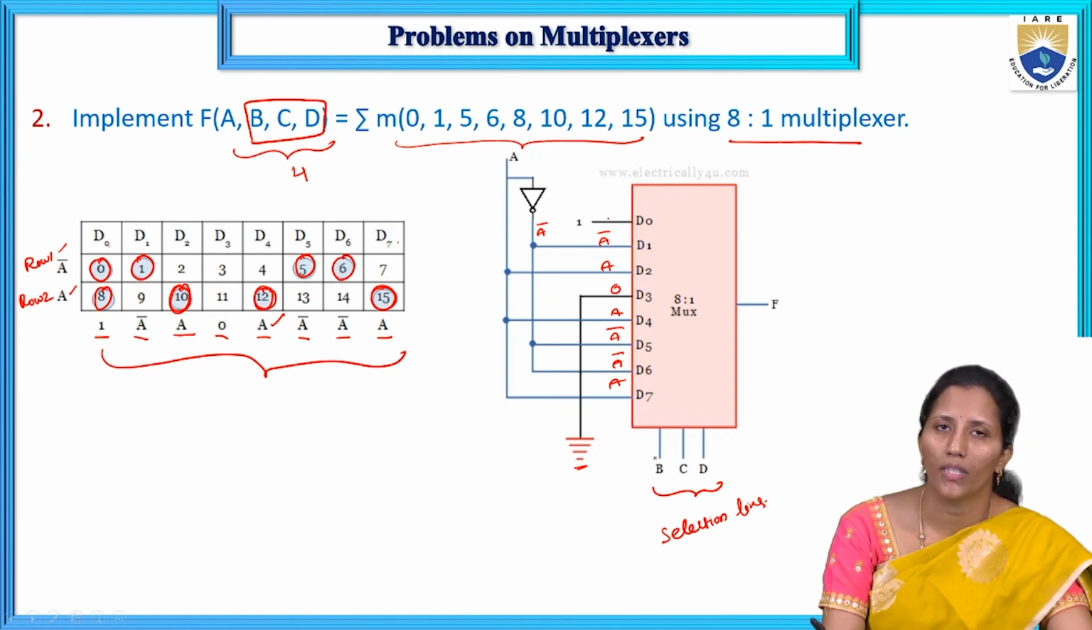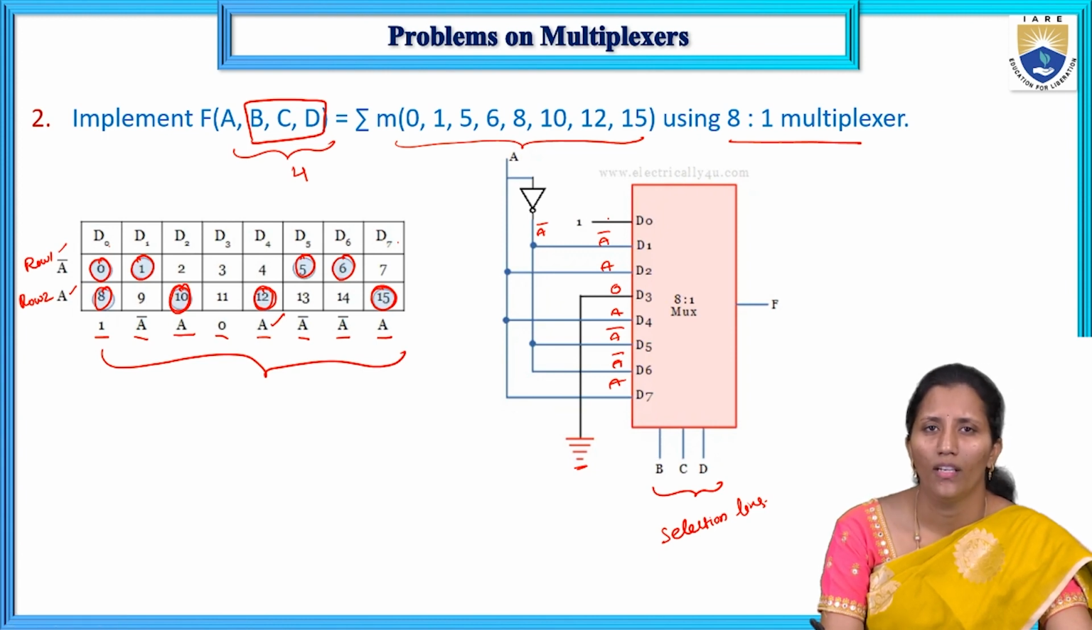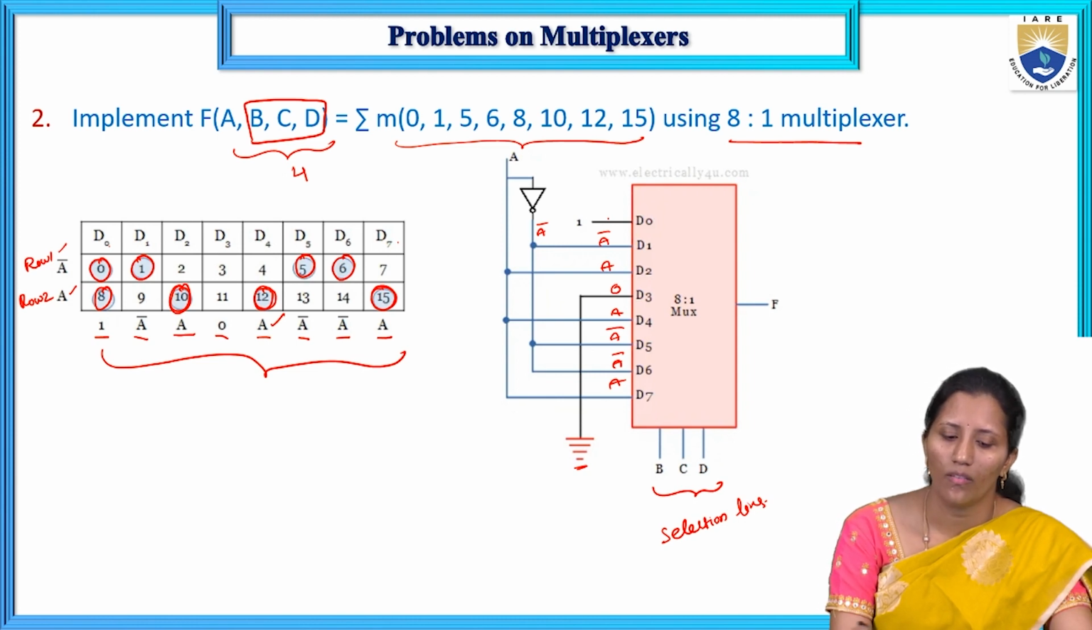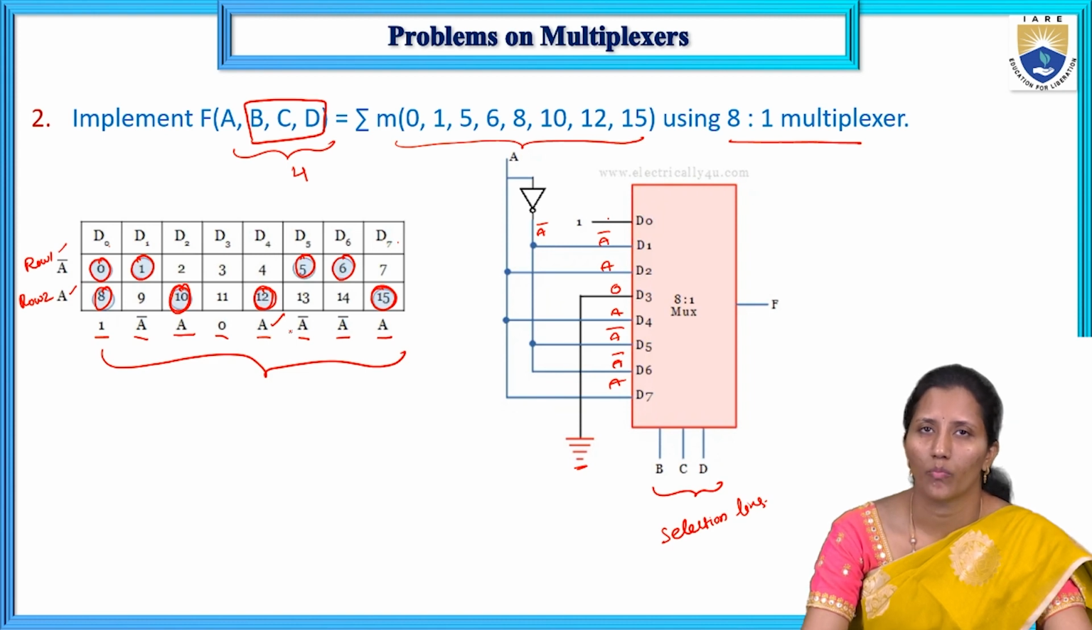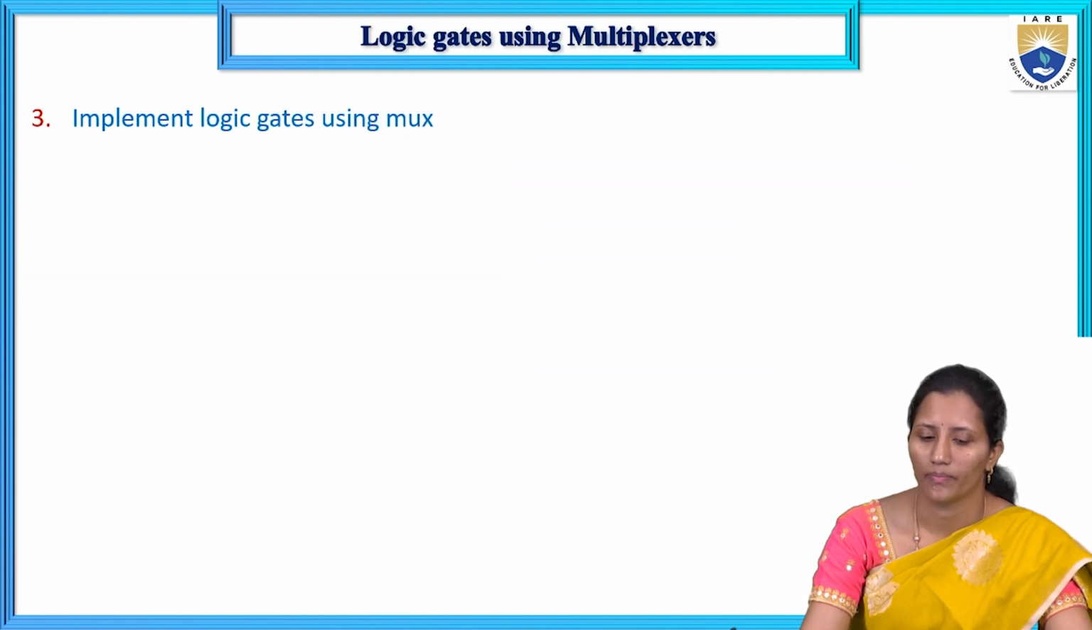So we have to remember, for an n plus 1 variable Boolean expression using a multiplexer, the last n variables we have to take as selection lines. Okay. So by using the implementation table, we have to know what the inputs to the multiplexer are.